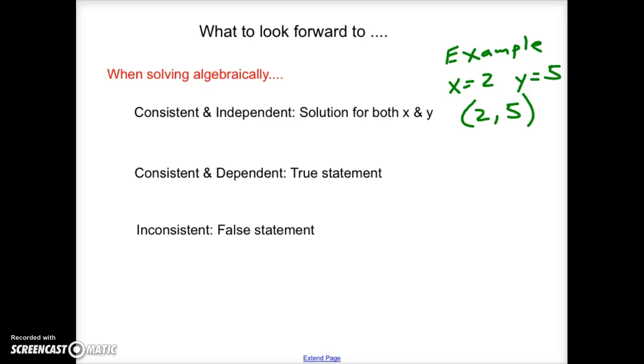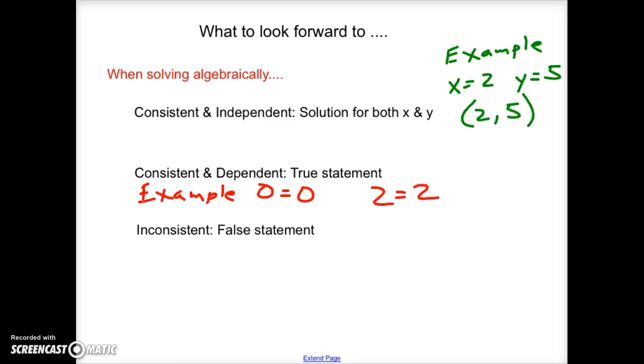In the consistent and dependent case, all the variables will cancel out and you will end up with a true statement. For an example, you'll get 0 equals 0. You could get 2 equals 2. You can get anything where it is a true statement. That is telling you you've been given two different equations for the same line. All the variables cancel out and you end up with a true statement.